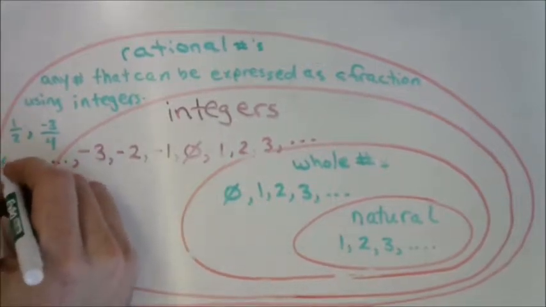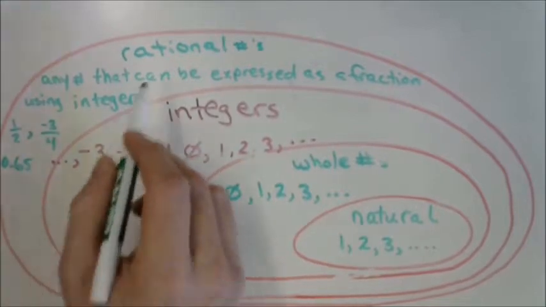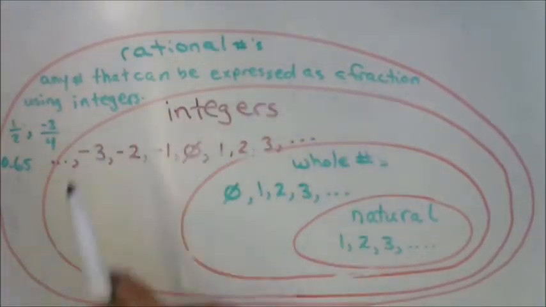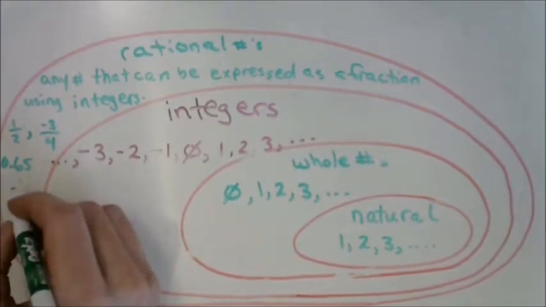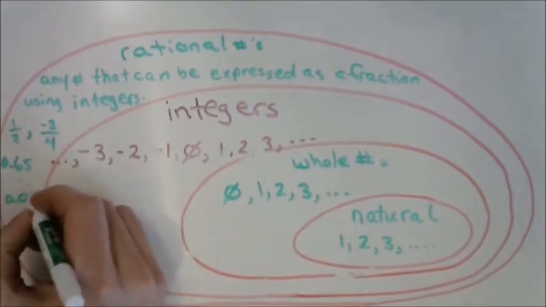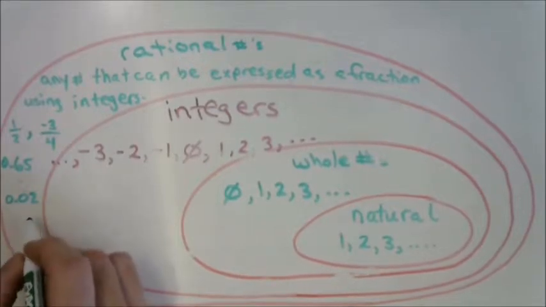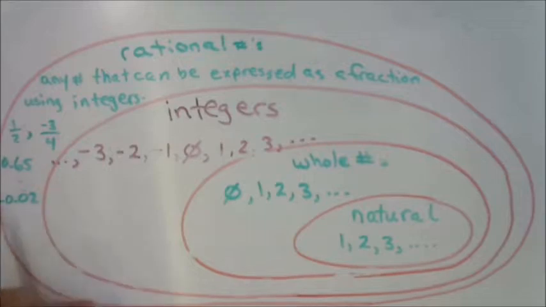So 0.65 is also a rational number because it can be expressed as a fraction using integers. Okay? What about 0.02? Okay, so this would be 2 over 100, 0.02, and we could even, just for the sake of an example, throw a negative sign in front of that.